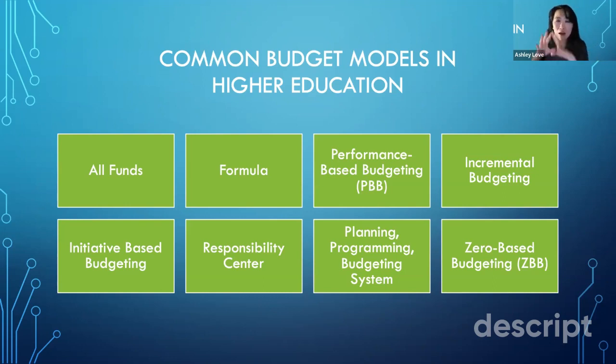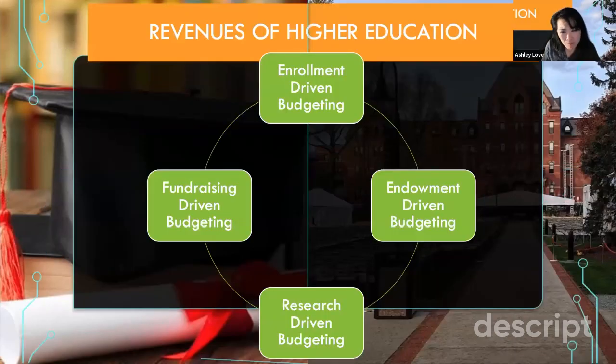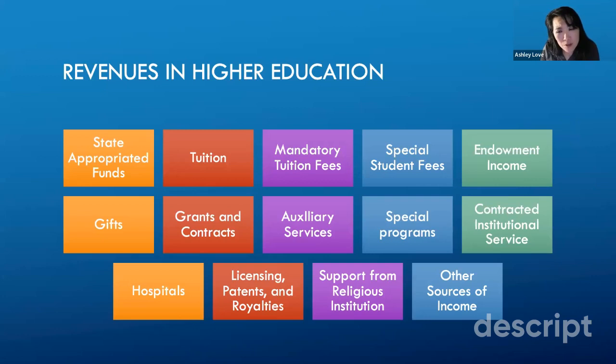So I want to give you a model of some of the strategies: the tuition, the endowment, fundraising, and then they get research money. But the revenues that you get from higher education is state appropriated funds. Tuition is a big factor. Mandatory tuition fees, special student fees, endowment income.